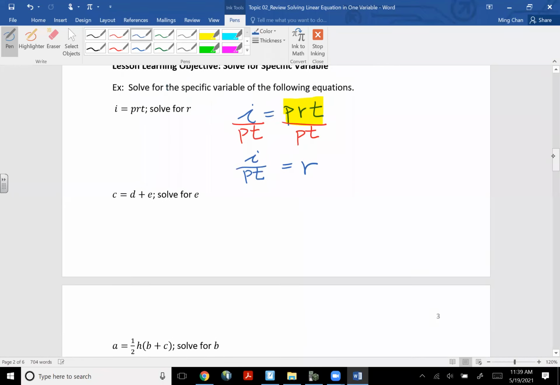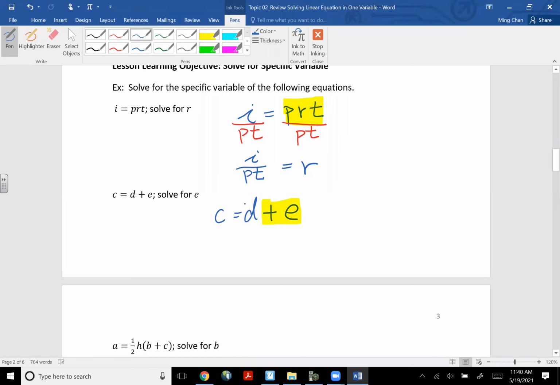All right. Solve for E. C equal to D plus E. So this time I see there's a plus sign here outside the parenthesis. D is a term, positive E is a term, a variable, a letter by itself on one side is also another term. So in this equation I've got 3 terms. My variable term is positive E. It's positive, I'm going to let it stay there.